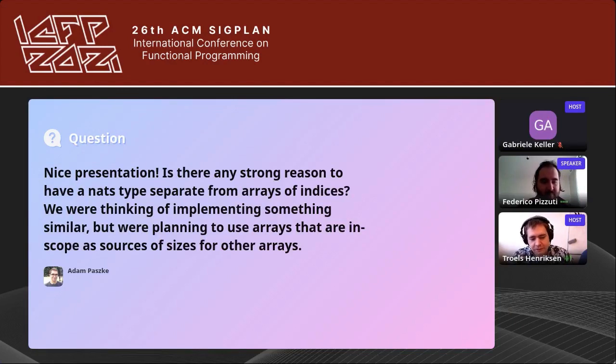Is there any strong reason to have a NAT type separate from arrays of indices? We were thinking of implementing something similar, but we're planning to use arrays that are in scope as sources of sizes for other arrays. Yes, the main reason for this is to keep it manageable. If you allow an expression whose type is array of index inside your type, well, now I can put a map of something inside my type, and I can have a map reduce inside my type. I can have a crazy program that does something insane inside my type.